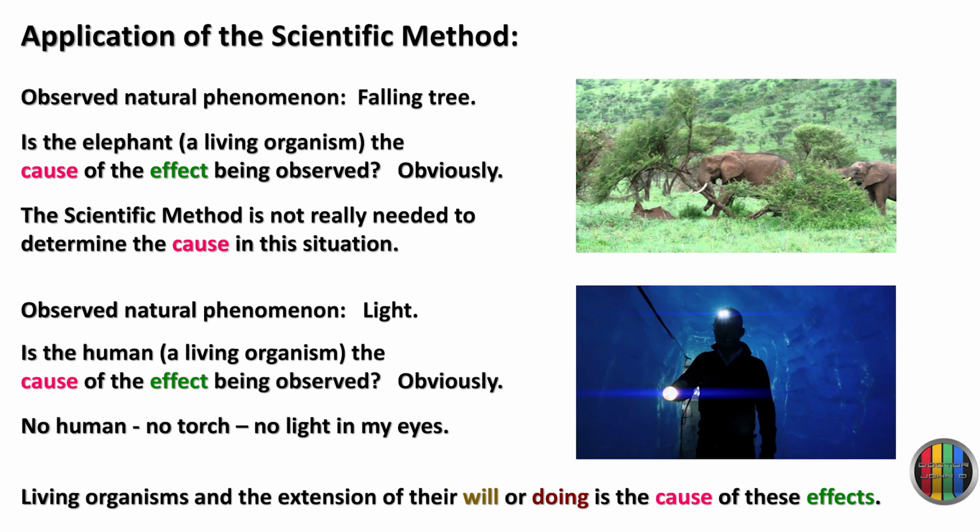Application of the scientific method. Observe natural phenomenon, falling tree. Is the elephant, a living organism, the cause of the effect being observed? Obviously. The scientific method is not really needed to determine the cause in this situation. Observed natural phenomenon: light. Is the human, a living organism, the cause of the effect being observed? Obviously. No human, no torch, no light in my eyes. Living organisms and the extension of their will or doing is the cause of these effects.